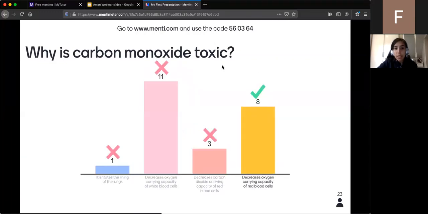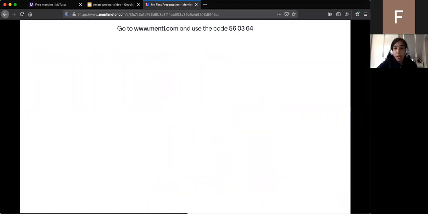Great. Yep. So it decreases the oxygen carrying capacity of red blood cells. I think some of you might have got a bit tricked there because I put white blood cells. So the answer is red blood cells. Just make sure you read the answers carefully. It doesn't decrease the carbon dioxide carrying capacity because our red blood cells don't really carry carbon dioxide. They carry oxygen, and it's carbon that irritates the lining of the lungs. So this answer here that a lot of you gave, I think that's just because you didn't read the answer carefully enough. But well done to those of you that got it right.